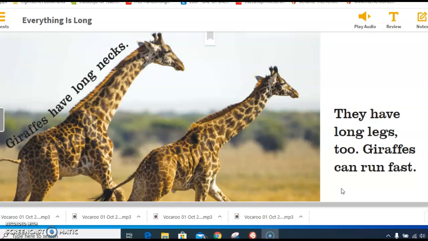So now you're going to pick 2 of these sentences and write 2 subjects and 2 predicates in your journal. Make sure you take a picture and turn it in to your teacher.